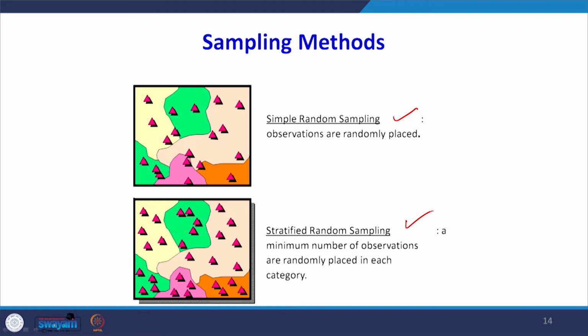Then the second method is the stratified random sampling method, where you define the minimum number of observations you have to take for a particular area, for a particular class, and then it is again random, but the number of samples is fixed. So, the sampling is done according to that. Then the third method is the systematic sampling method. This method suggests that you use some kind of grid based approach very systematically. It makes some kind of a pattern.